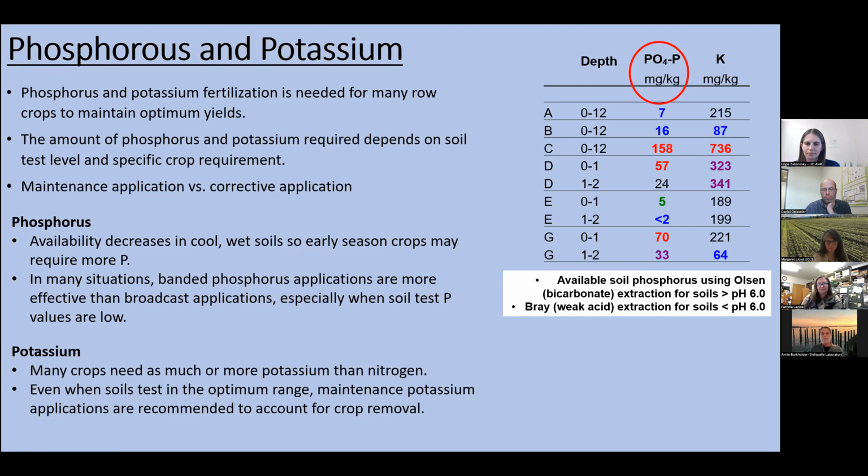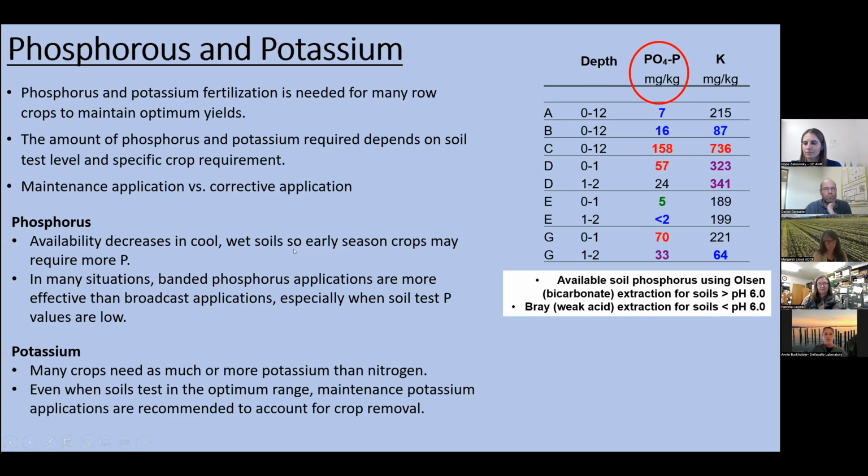So the Olsen phosphorus is better for higher pH soils, and the Bray is better for lower pH soils. So in our lab, we run pH, and if we have lower pH, we'll run the Bray. California tends to have higher pH soils, but there are instances where it's low. And so we'll run the Bray on an as needed basis.